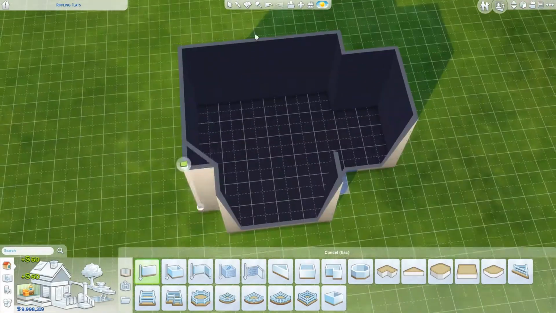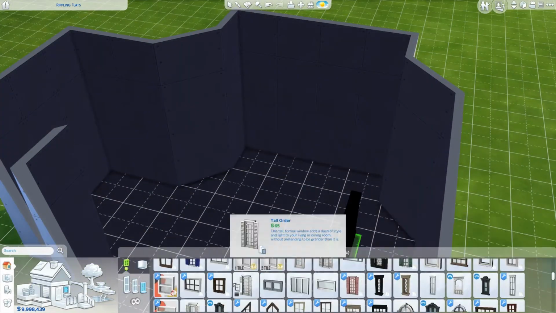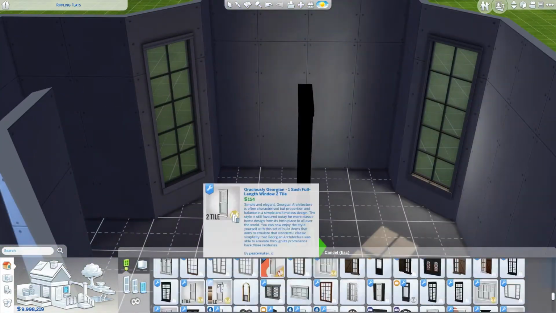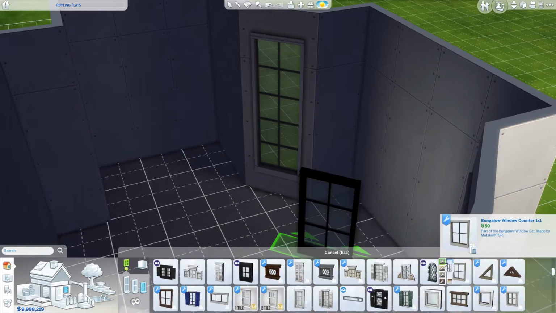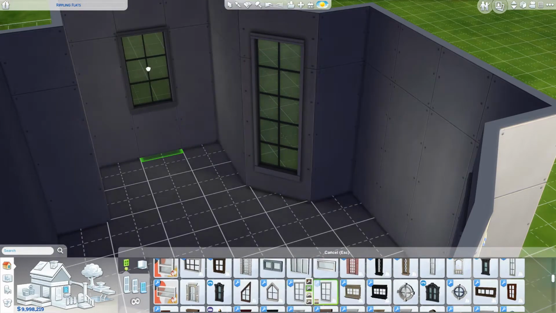So we are here just doing a quick little speed build. This is a CC speed build. The reason I did it CC was because I had an idea to do this cute, really light and airy and cozy study little room, I guess. But I didn't want to do an entire house around that sort of theme or look.